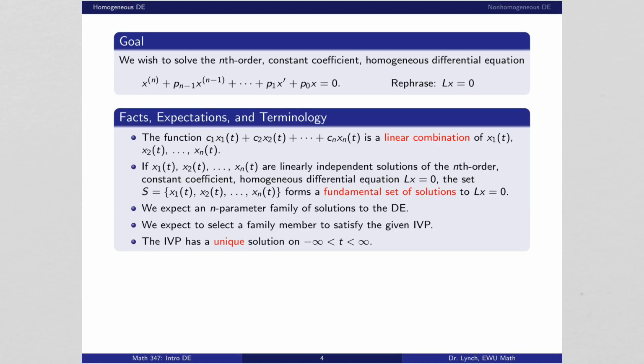A few facts, expectations, and terminology. That expression c1x1 plus c2x2 all the way out to cnxn is a linear combination of x1, x2, all the way out to xn. Moreover, if those n functions are linearly independent solutions of the nth order constant coefficient homogeneous differential equation, those functions together in a set form a fundamental set of solutions. Just like we would expect a two-parameter family for the general solution of a second order equation, here we expect an n-parameter family for the nth order differential equation. We expect to be able to select one of those family members to satisfy a given initial value problem, and given any initial value problem, we expect the solution to the constant coefficient differential equation to be unique on the entire real line.